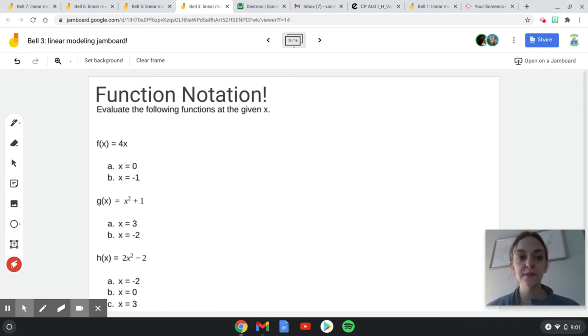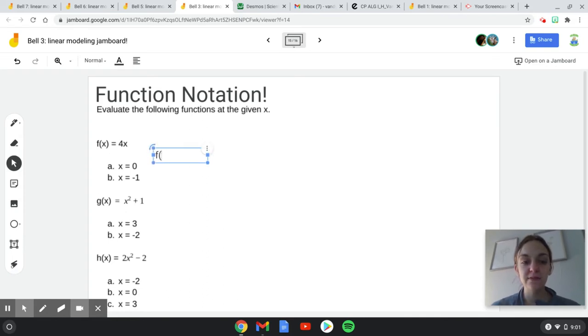All right, so this workshop is going to teach you how to use Desmos to help you evaluate function notation. So we have our first function here, f of x equals 4x. And then these two parts, a and b, they're just saying they want us to evaluate the function when x equals 0 and when x equals negative 1. So this is like saying f of 0 and f of negative 1.